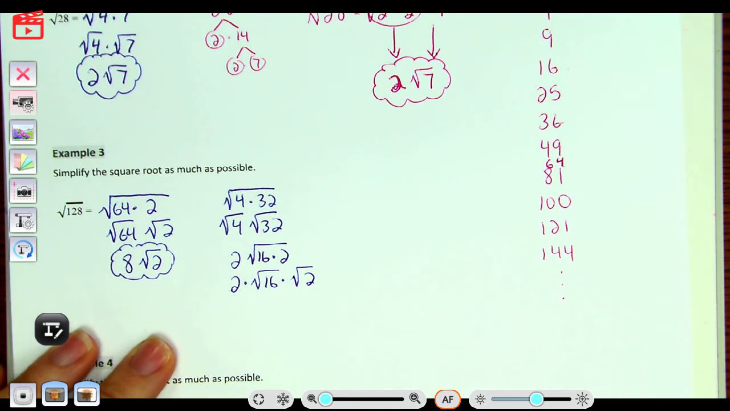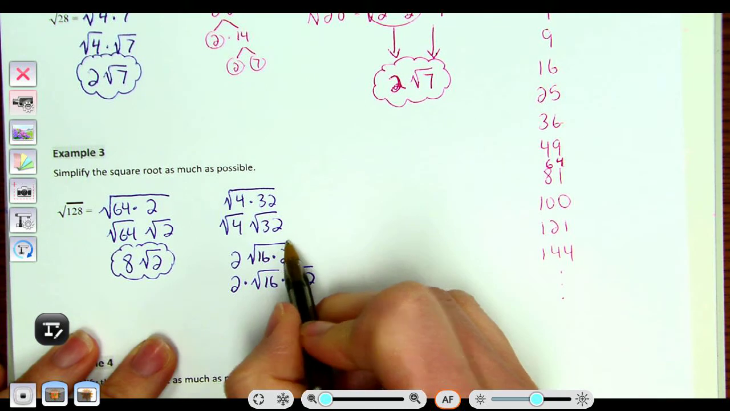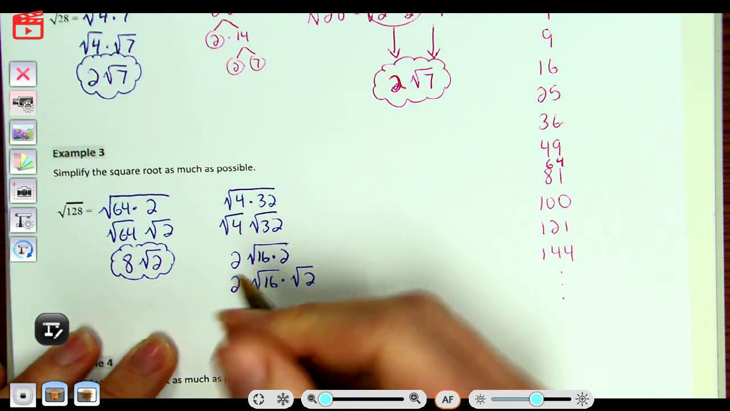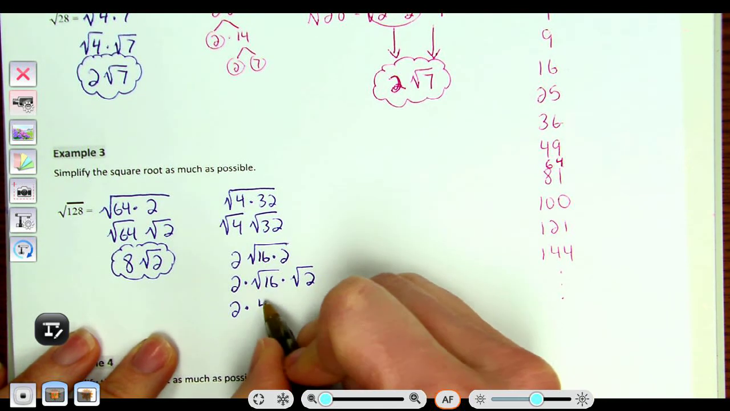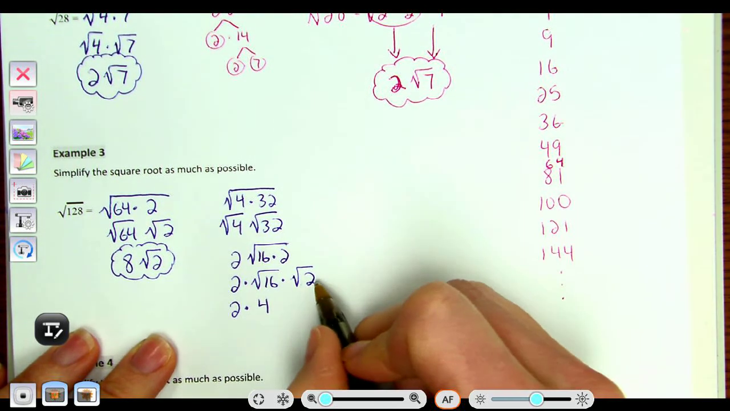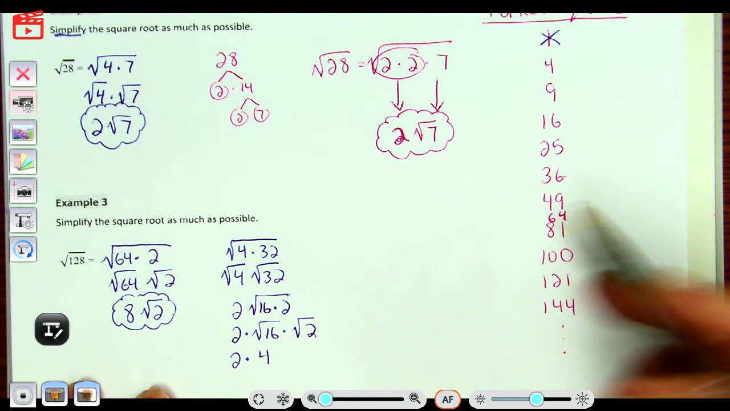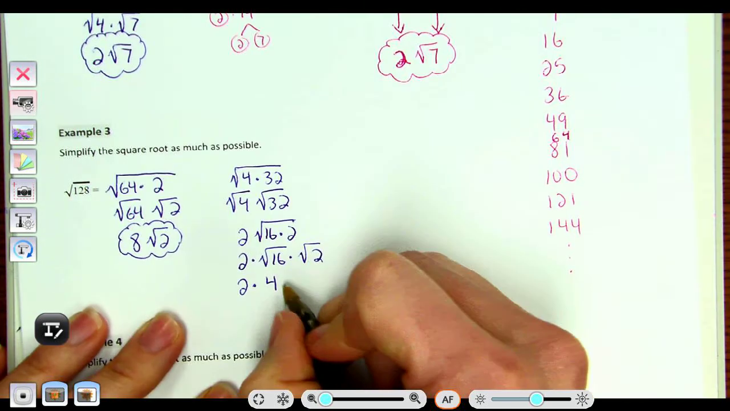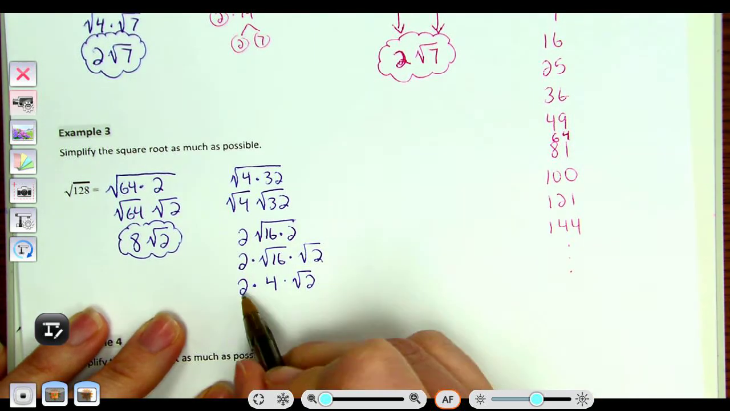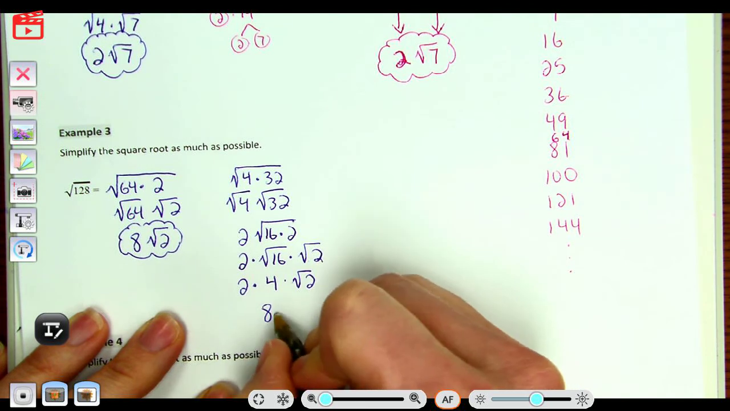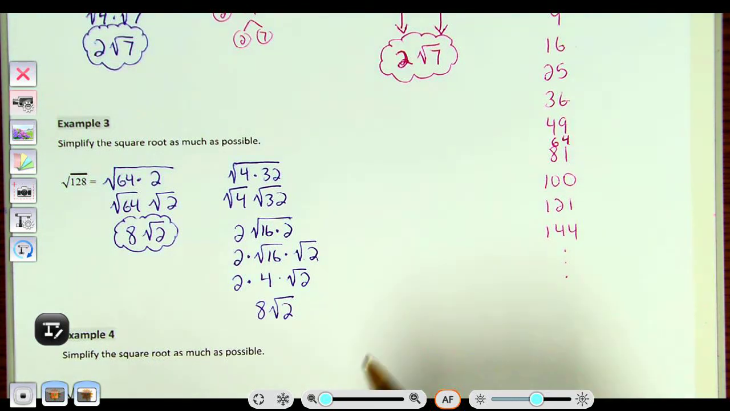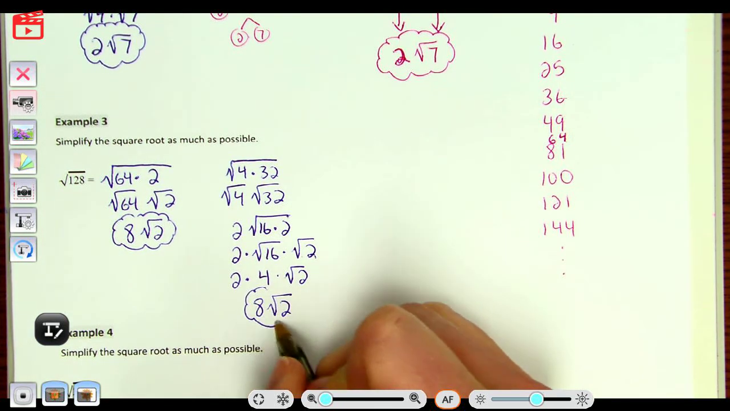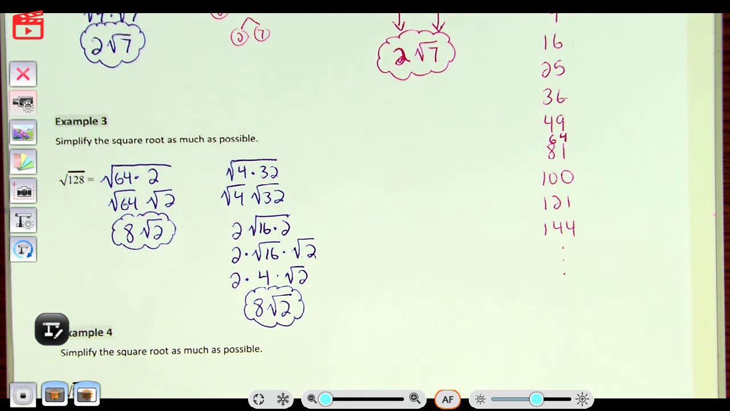And see, you kind of want to be neat with this and make sure that you keep your square roots over the numbers. So this becomes 2 times, well, the square root of 16 is 4, because 4 times 4 equals 16. And then we look at 2. Does 2 have any perfect square factors besides 1? Nope. Then we're done there. And what you're going to see is if we go 2 times 4, we get 8 times the square root of 2. Again, we got the same answer. This one took a little longer, but we still got there.